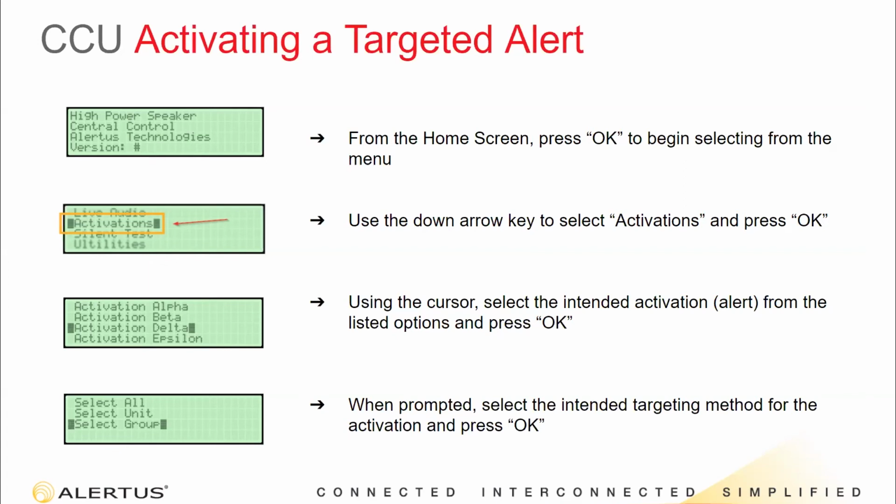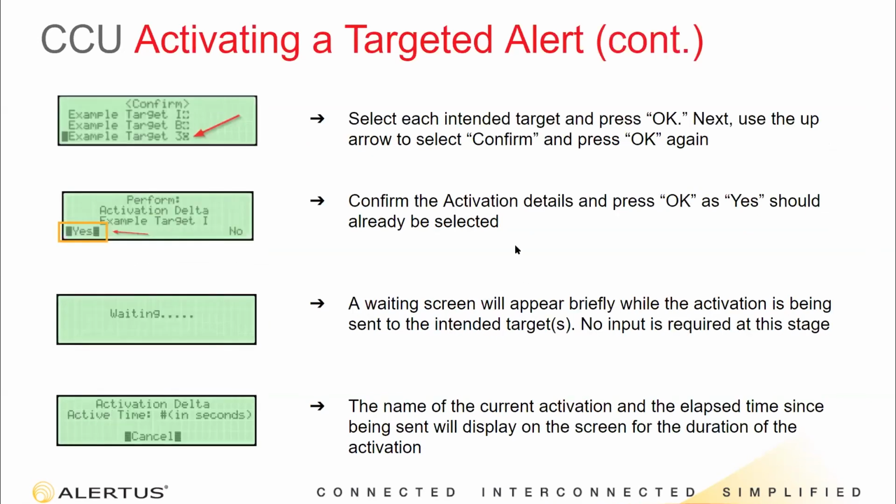Then you'll be prompted to select an intended targeting method. So whether you want to target all units, a specific unit, or select groups. Choose one, press OK. Do note that once you're selecting your intended targets, you will notice a little dot to the right within the brackets that will let you know that those targets have been selected. Once you've selected all the targets, click OK. Use the up arrow to go to confirm and click OK.